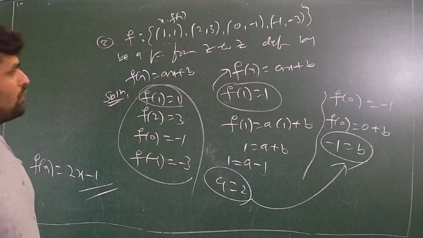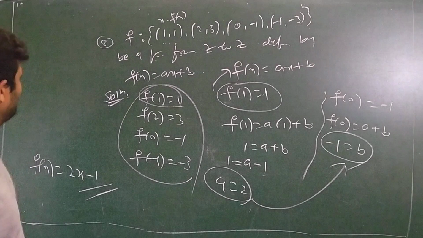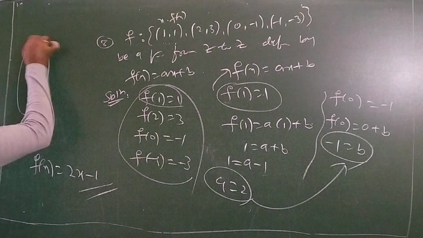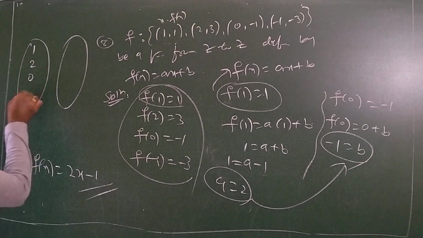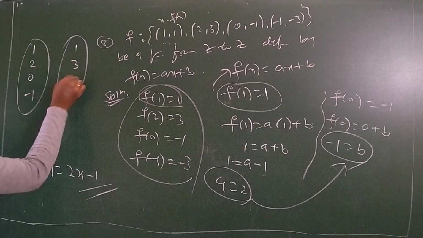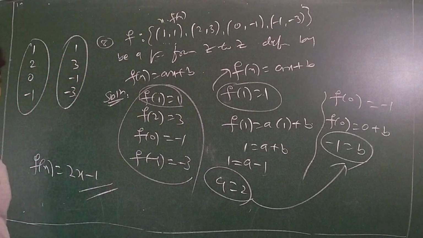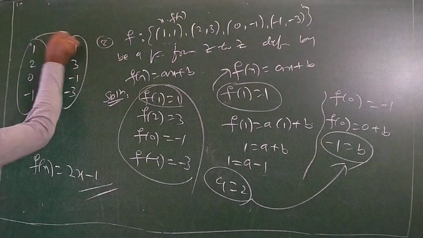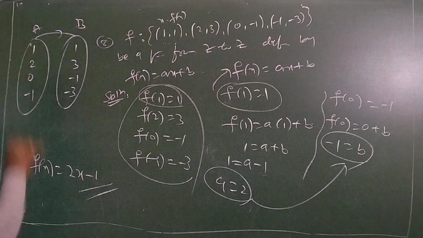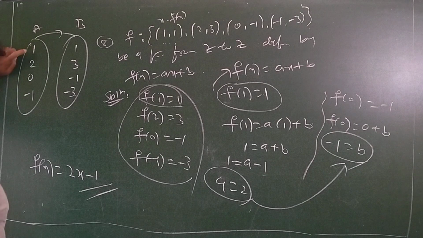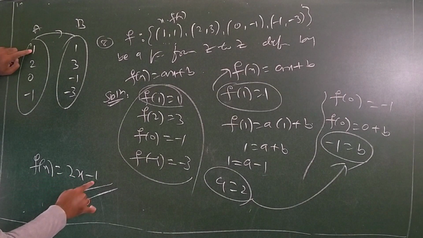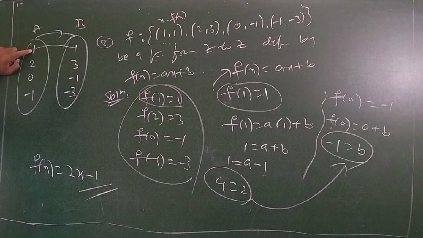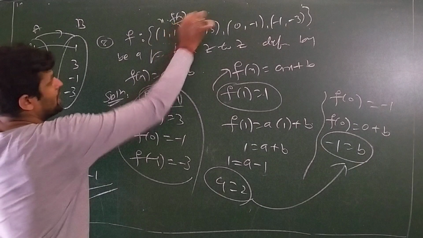Okay? You can check it out. Let's see whether what is given is correct. 1, 2, 0, minus 1, 1, 3, minus 1, minus 3. Is it okay? Then f is a function from A to B. If I put x is equal to 1, 2 times 1 is 2, minus 1 is 1, that means 1 is mapping with 1. Is it okay? Correct? That means this box is okay.